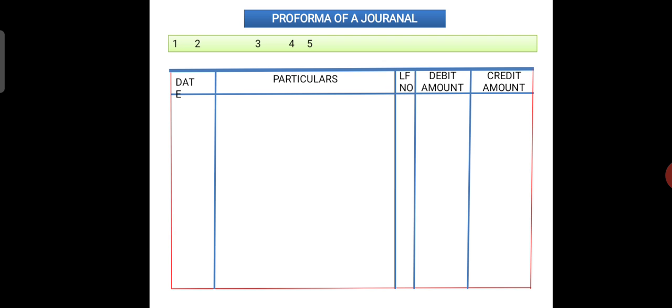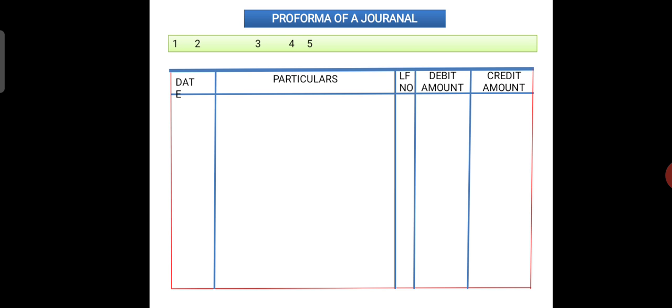So in this way we can prepare a proforma of a journal. In the annual examination, a question may come for 2 marks: prepare a proforma of a journal. Then you can prepare the proforma like this, and you will be awarded 2 marks. Now let me ask you a few questions. You have to answer. How many columns are there in journal? Yes, there are 5 columns.